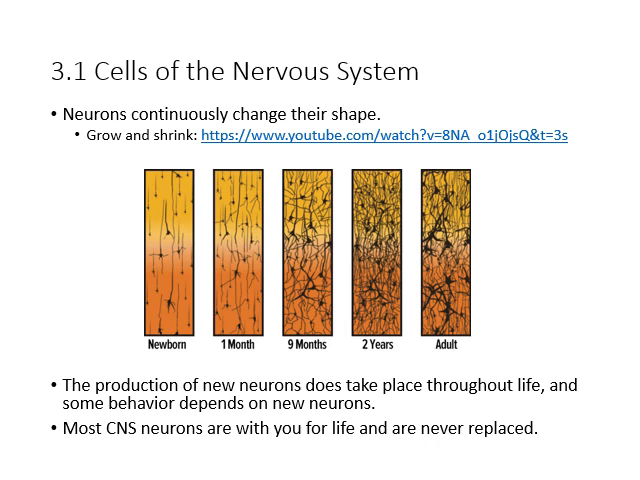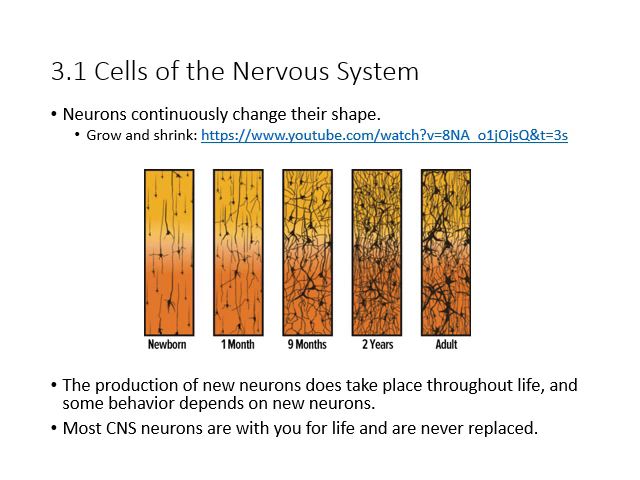Neurons change their shape continuously. They grow and they shrink, and you can watch this YouTube video of an actual neuron that is changing, that is connecting to other neurons. In the picture here, you can see that a newborn might have a certain number of neurons, and then as an individual grows older, the connections between these neurons increase.